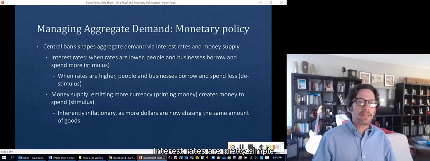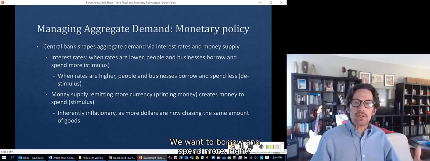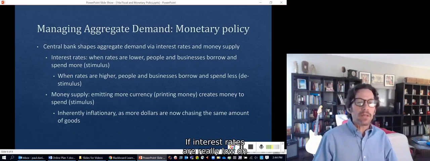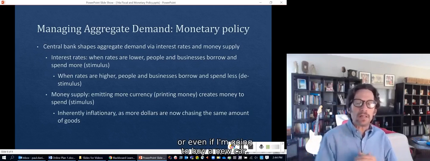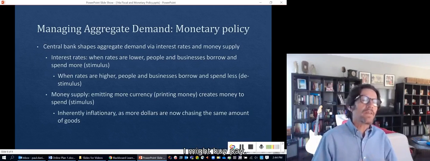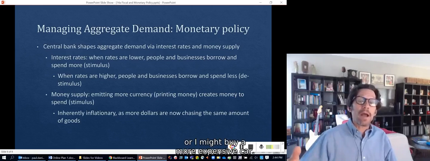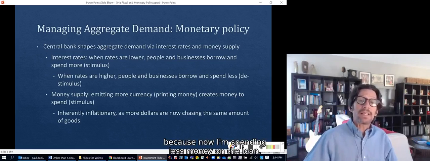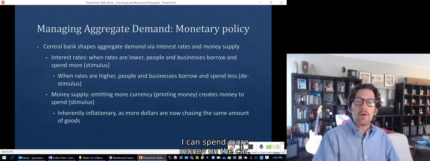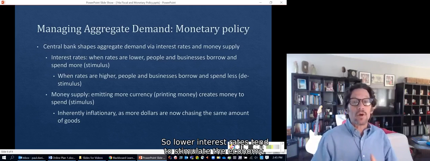Interest rates are pretty simple. When interest rates are lower, we want to borrow and spend more, right? If interest rates are really low, I'm more likely to buy a new car, or even if I'm going to buy a new car, I might buy a more expensive car, because now I'm spending less money on the loan, I can spend more money on the car. So lower interest rates tend to stimulate the economy.